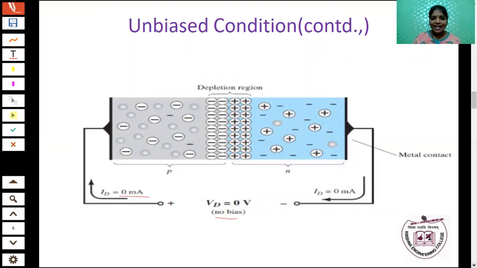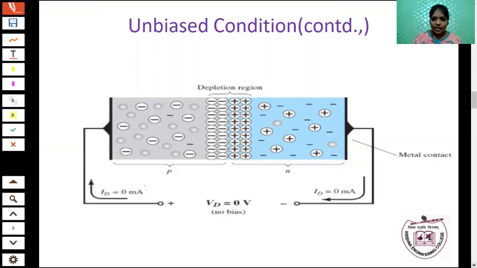Okay. So, why is there no current? Because there is no movement of electrons. In a semiconductor device, the flow of current depends on the movement of electrons in the material. So during the unbiased condition, the diode current is equal to 0 because there is no movement of electrons in the semiconductor material.